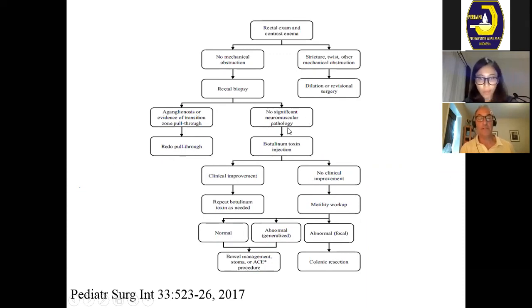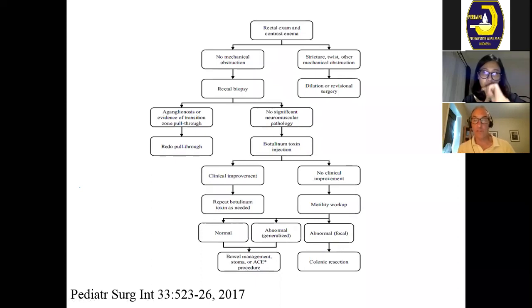If the rectal biopsy is normal, then the next step in our algorithm is to try Botox. And in fact, usually I do the Botox injection at the same time as I'm doing the rectal biopsy to avoid a second anesthetic. So we'll do the rectal biopsy and give Botox. If the biopsy is normal and the Botox injection shows improvement, so they get better after the Botox, it suggests that the non-relaxing sphincter is a major part of their obstructive symptoms.